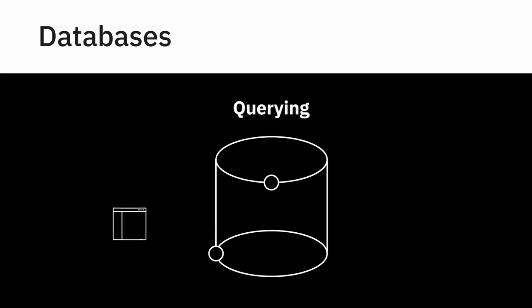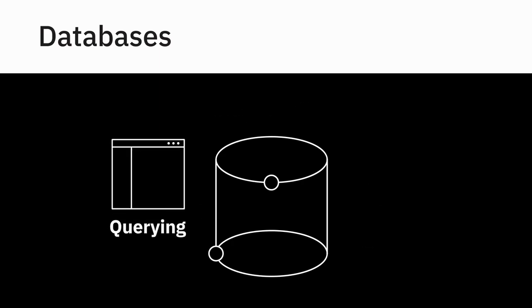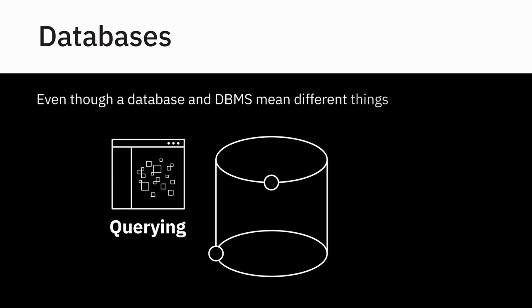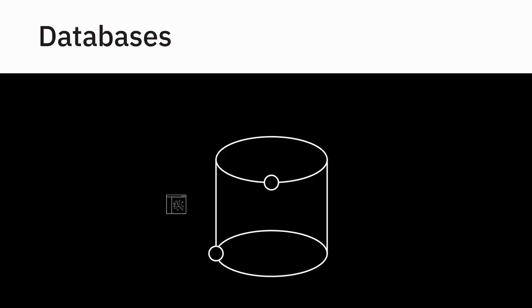For example, if you want to find customers who have been inactive for 6 months or more, using the querying function, the database management system will retrieve data of all customers from the database that have been inactive for 6 months or more. Even though a database and DBMS mean different things, the terms are often used interchangeably.